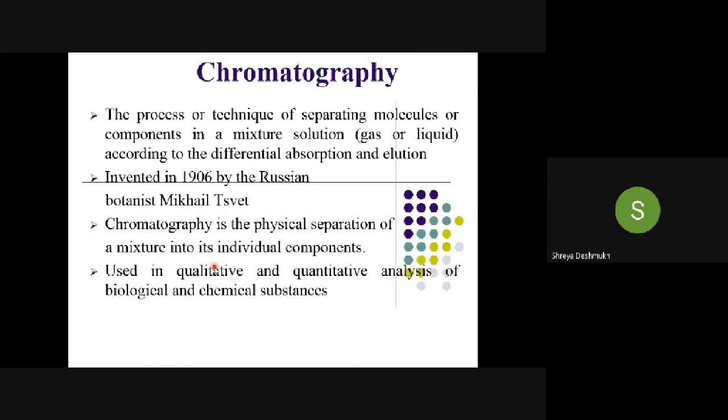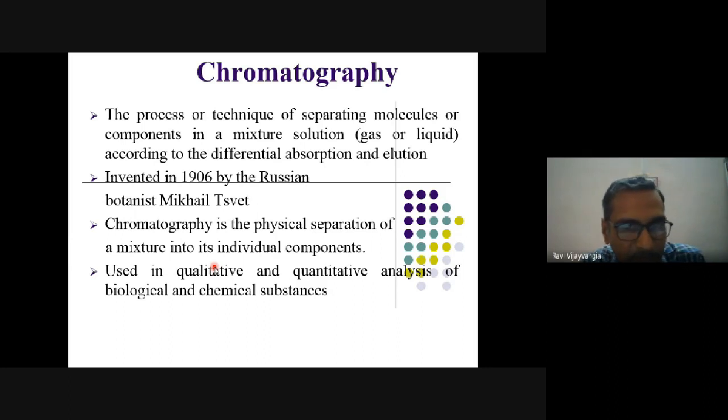Okay. Now coming to chromatography. Briefly, we'll see the history of chromatography. It is the technique of separating molecules or components in a mixture, which can be a gas or liquid, according to differential adsorption and elution. Based on this property, different chromatography techniques have been generated, and we use one of them based on the property of our protein of interest, or a combination of them also, not just one. It can be a combination of one or more.